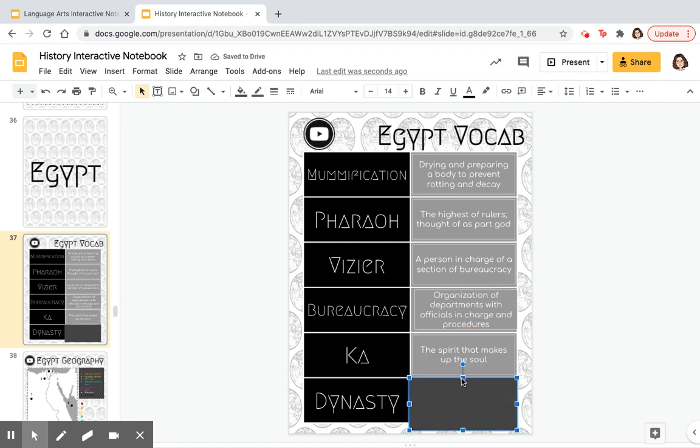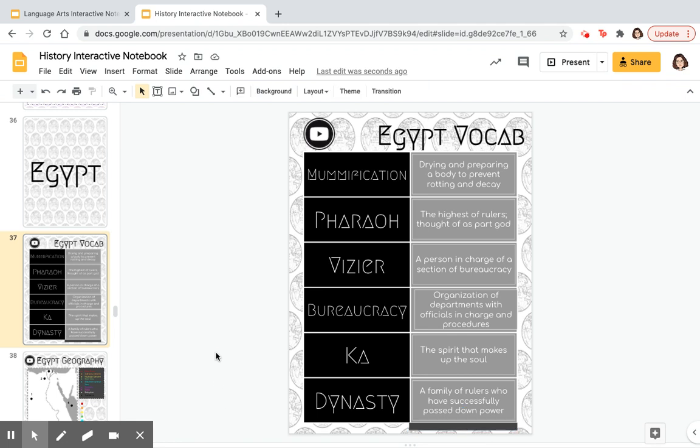Ka is the spirit that makes up the soul. And lastly, a dynasty is a family of rulers who have successfully passed down power. Family of rulers, of course, being a monarchy. So it is a successful line of monarchy that has continually passed down through the same family is a dynasty. Go ahead and move the ones you got wrong and put them in the right spot.